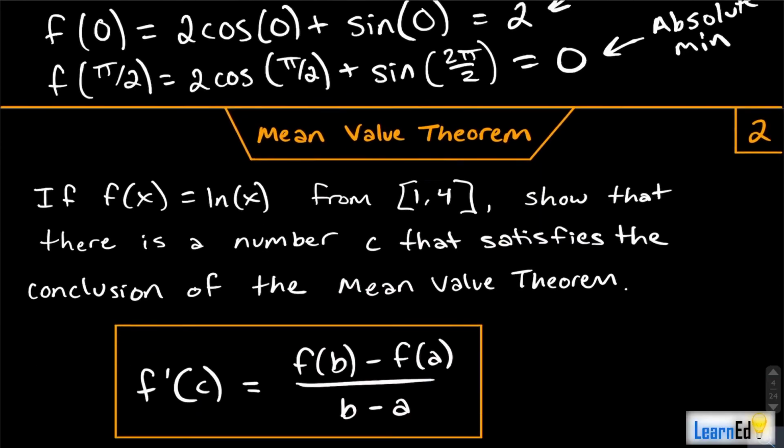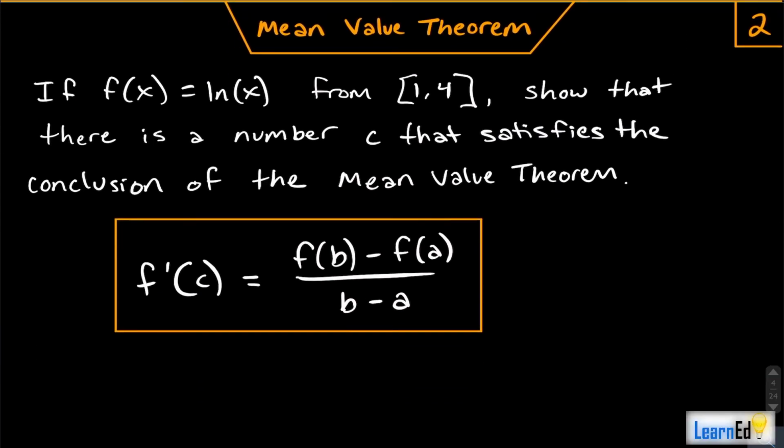So now let's move on to our next problem, which is on the mean value theorem. That is number 2. And it asks, if f of x equals the natural log of x on the interval 1 to 4, show that there is a number c that satisfies the conclusion of the mean value theorem.